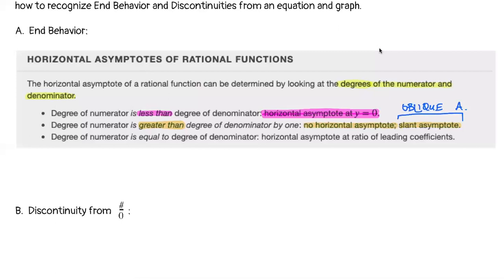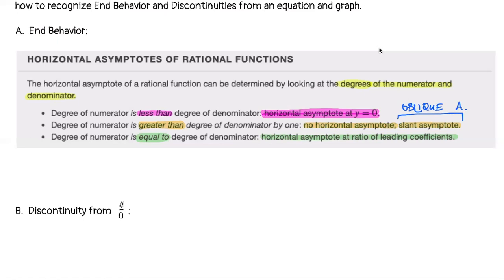All right, there's one more situation when we compare the degrees of the top and the bottom. When the degrees of the top and the bottom are equal, then we have a horizontal asymptote at the ratio of the leading coefficients, meaning that we have to find the leading coefficients and divide them. When we do that, we'll get the equation for that horizontal asymptote.